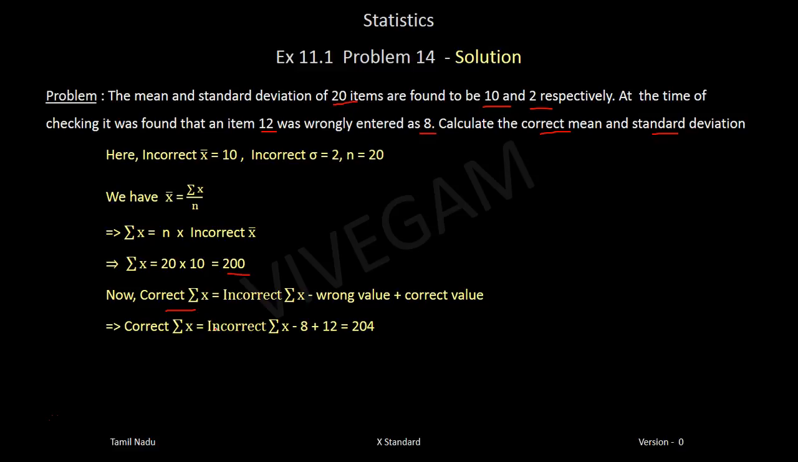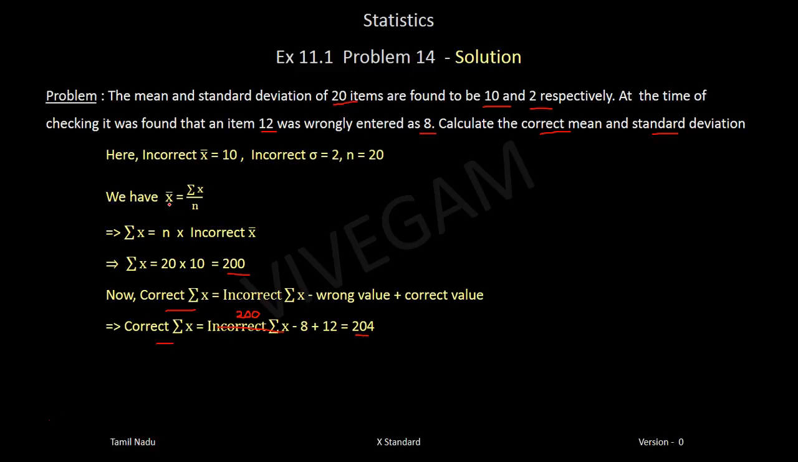So actually I should have substituted the value. This is 200. Okay, by mistake I have written it as 8. This incorrect sigma x is what we calculated, right? Because it was using the incorrect mean, the sigma x will be the incorrect sigma x. So incorrect sigma x is 200. In the place of incorrect sigma x, we put 200. 200 minus 8 plus 12, that is 200 plus 4, 204. Now we have the correct sigma x.